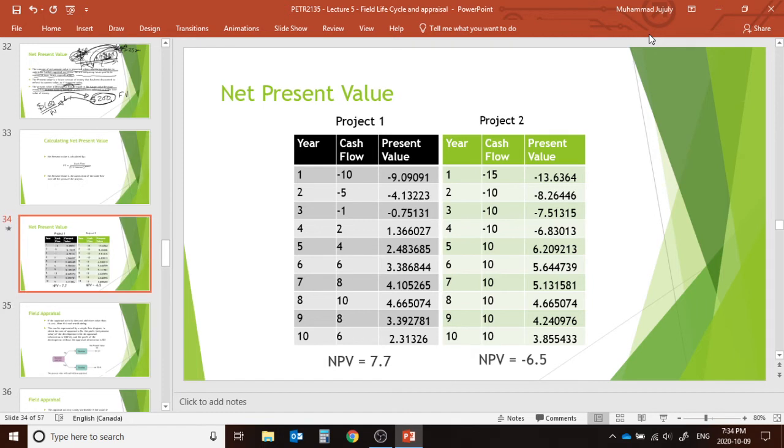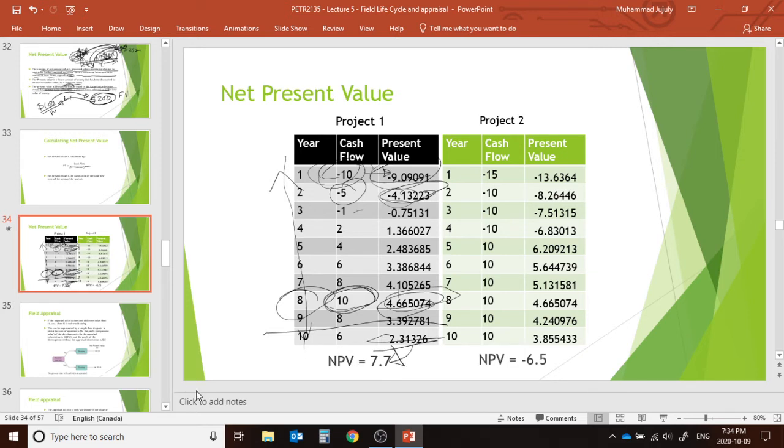For instance, at year 1 you have invested money, so after 1 year later it became $10 million, but right now its worth is 9 point something. After the second year you will invest $5 million, but right now this $5 million is $4 million. And so on. For instance, after 8 years later you will earn $10 million, but right now its worth is $4.6 million. So if it's a 10 year long project, add them up to the summation, and then you'll find the NPV.